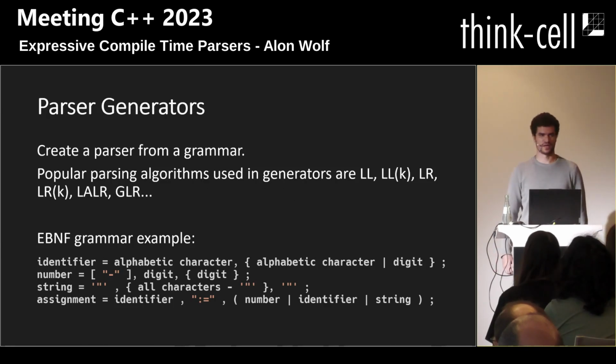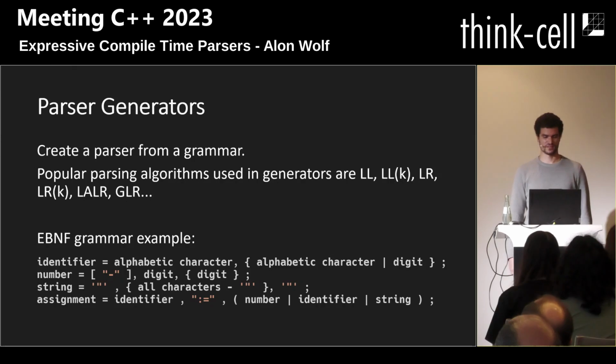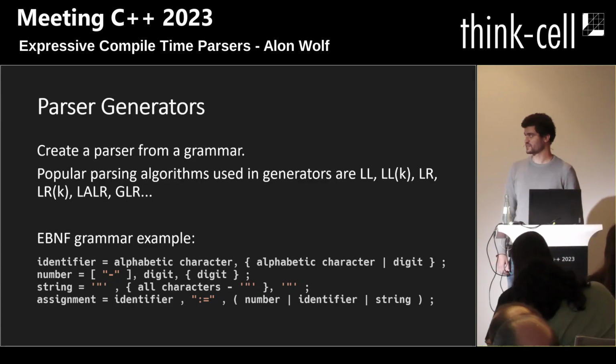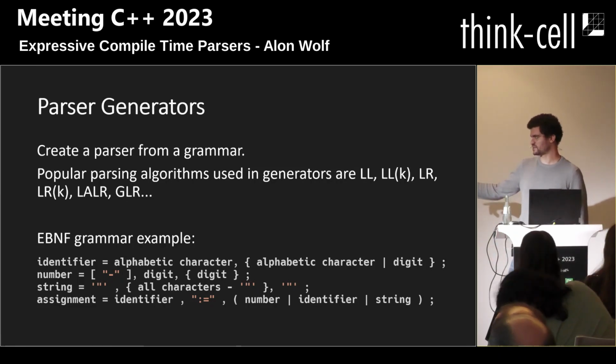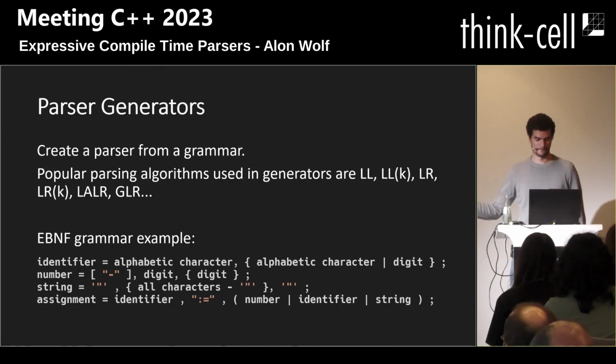Another way to create parsers is with parser generators. So a parser generator can create a parser from a grammar definition. Some popular parsing algorithms that are used in parser generators are LL1, LR1, LALR, and many others. Here you can see an example of a grammar definition that uses the EBNF syntax. So in the final line of this example, we can see that an assignment is defined as an identifier, followed by colon equals, followed by a number or identifier or a string.